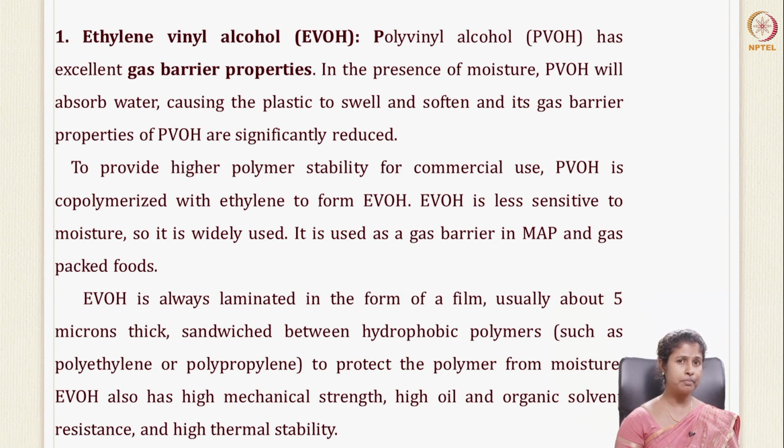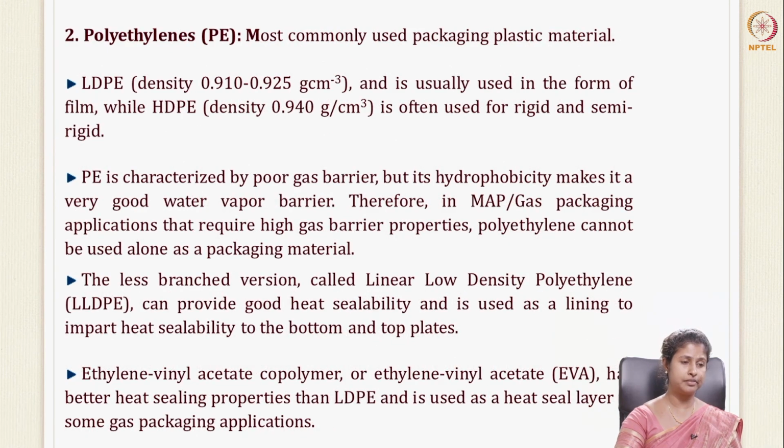Though its gas barrier properties are not as good as PVOH, because it is not much affected by moisture, it is copolymerized with that. And this is used as a gas barrier both in MAP and in gas packaged foods. EVOH is always laminated in the form of a film. Usually you have 5 micron thickness sandwiched between your hydrophobic polymers, and this protects it from moisture. Not only does it protect against moisture, it has good mechanical strength, high oil and organic solvent resistance, and it's fairly thermally stable also. So EVOH is a very good candidate as a packaging material for gas packaged foods.